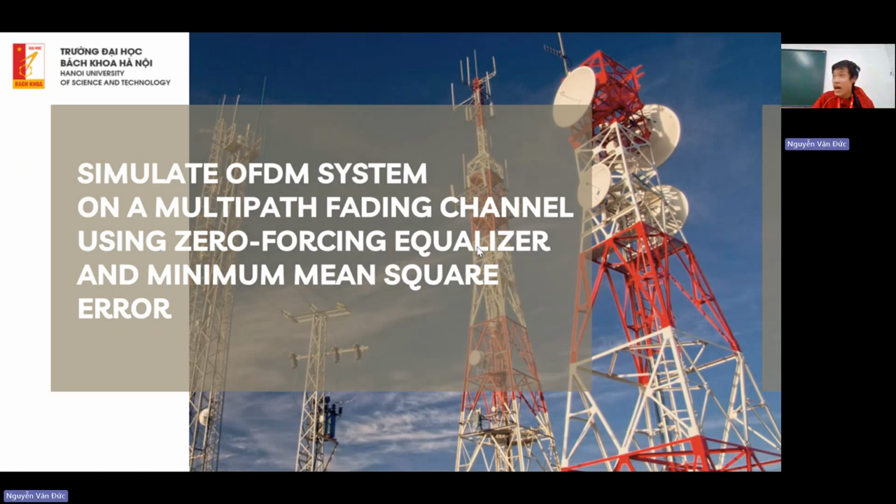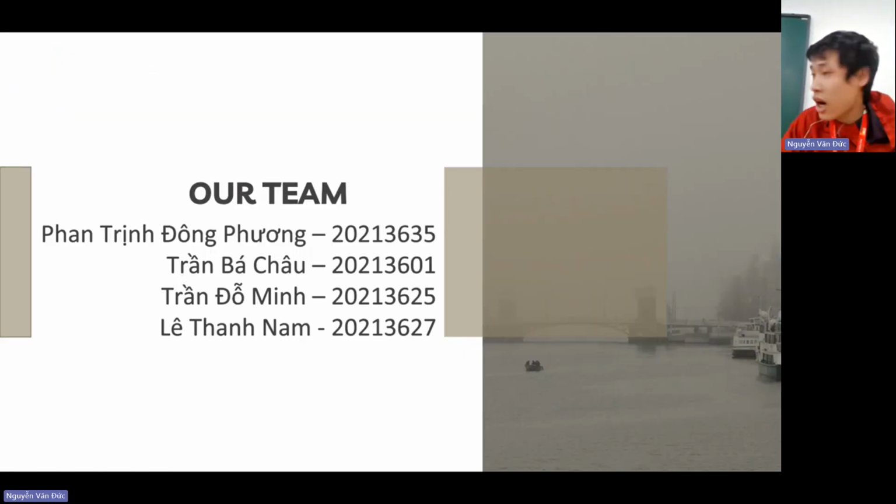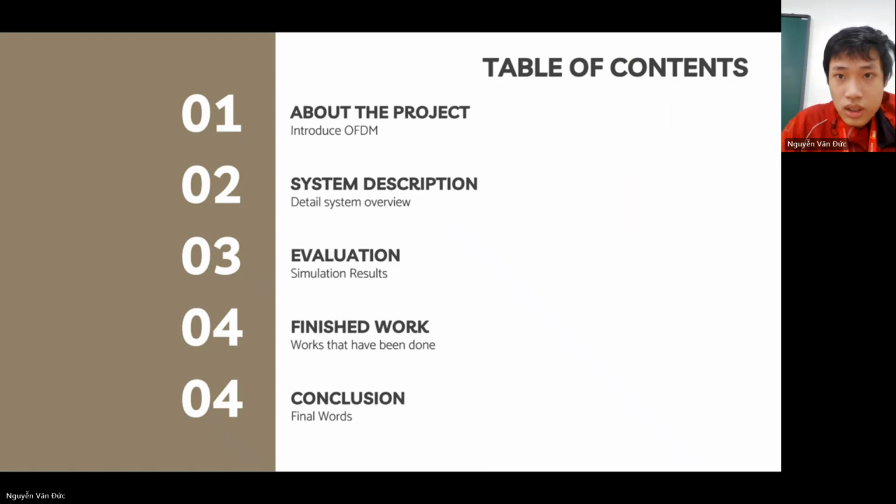Hello everyone. Today I will be presenting the topic: the simulation of OFDM system on a multipath fading channel using zero forcing equalizer and minimum mean square error. This is our team member. I'm the first person, and next are Trần Bá Châu, Trần Đỗ Minh, Lê Thanh Nam. So let's get into the content.